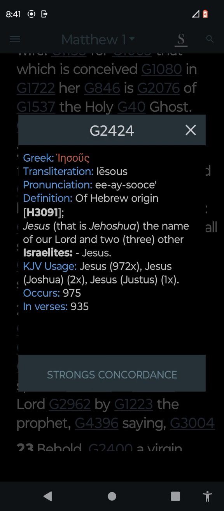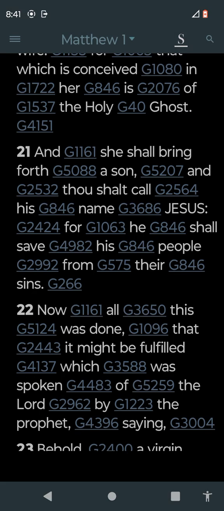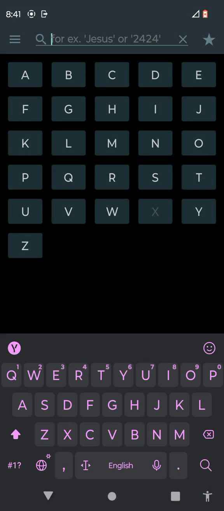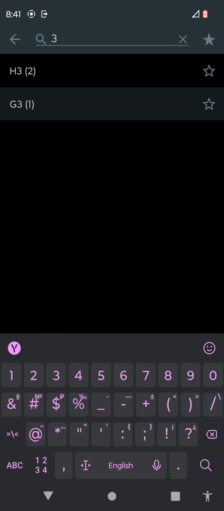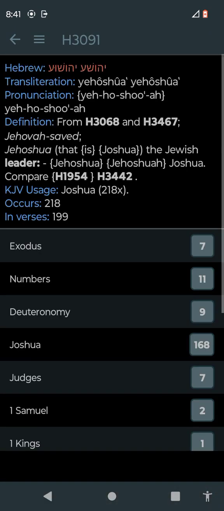But when you go to 3091, we look at it and it says Yehoshua. Well, why doesn't it say Jehoshua? We're going to get into the letter J in definitive evidence shortly. But either way, it says Yehoshua. Notice that it did not say Yeshua. That is 3442. It did not point to 3442 as the name.